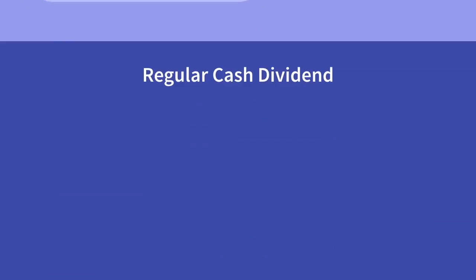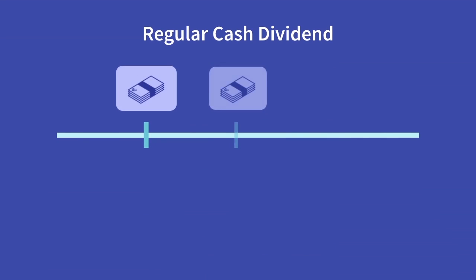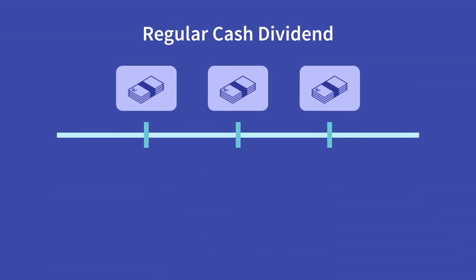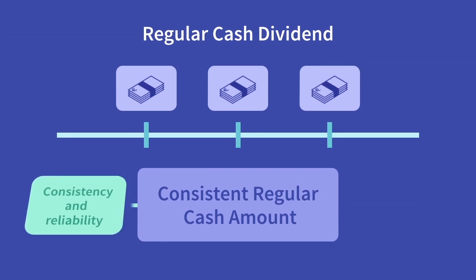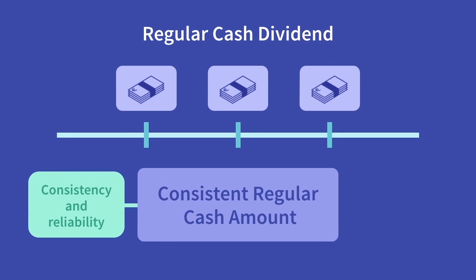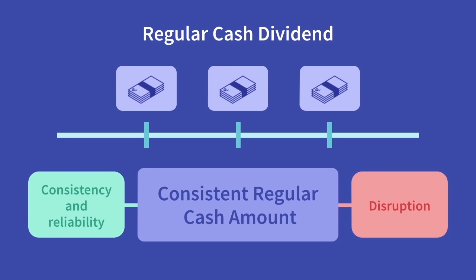A regular dividend is a cash payment made by a company to its shareholders on a consistent and regular schedule. As an investor, the consistency and reliability of a company's dividend is paramount. A disruption to a long-standing dividend payment would be potentially very negative.